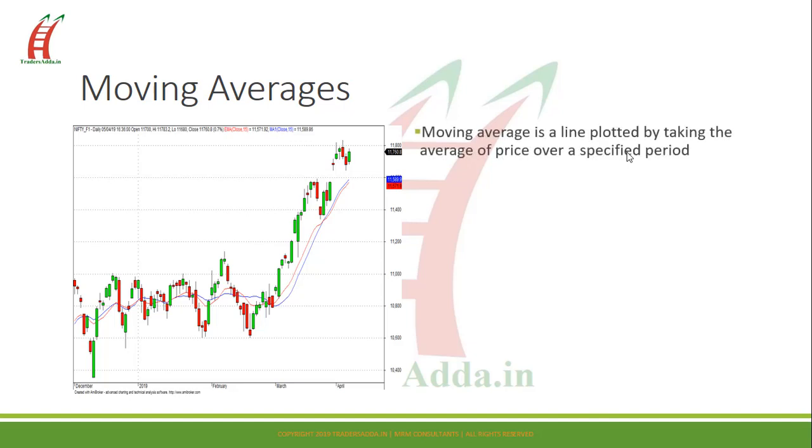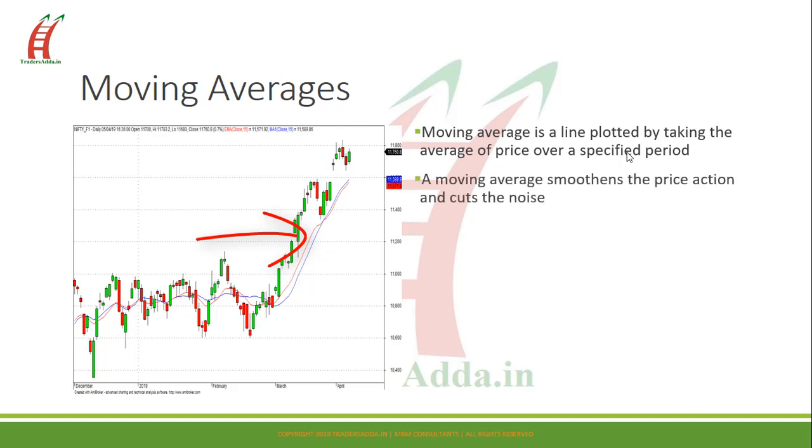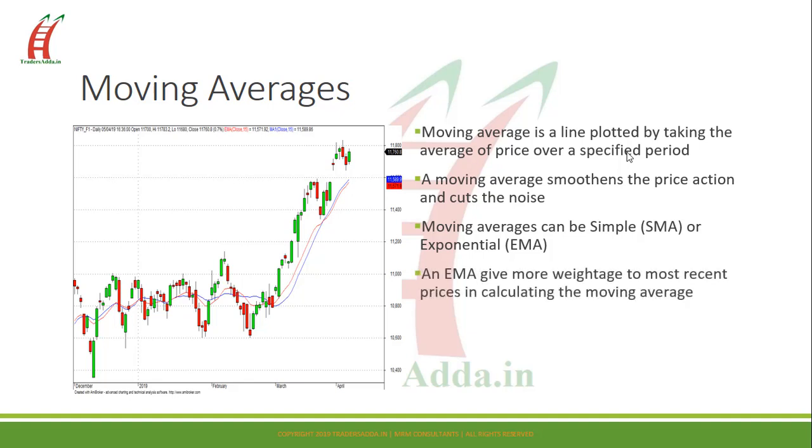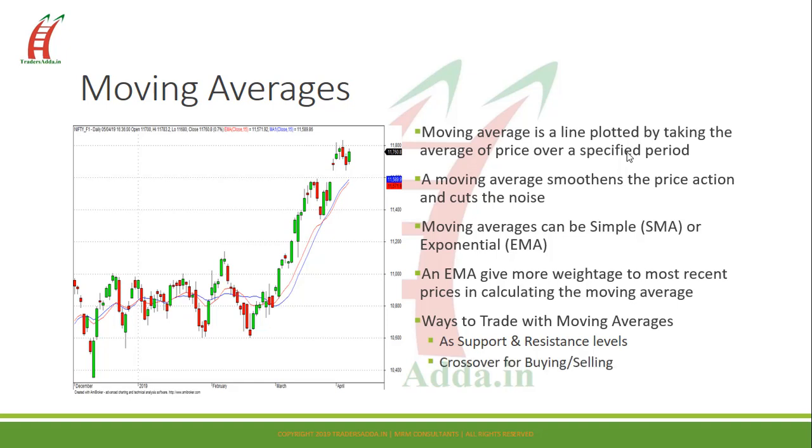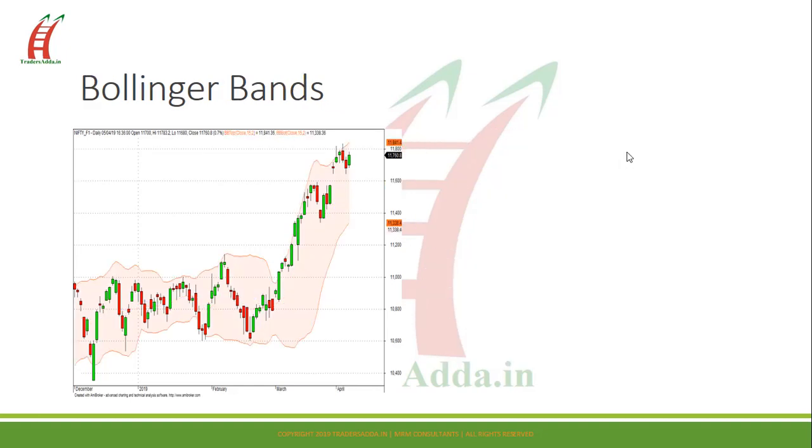Moving averages. Moving average is a line plotted by taking the average of price over a specified period. A moving average smooths the price action and cuts the noise. Moving averages can be simple, SMA, or exponential, EMA. EMA gives more weightage to most recent prices in calculating the moving average. Ways to trade with moving averages. As support and resistance levels. Crossover between two different moving averages. A crossover is an indication of change in trend for buying or selling.